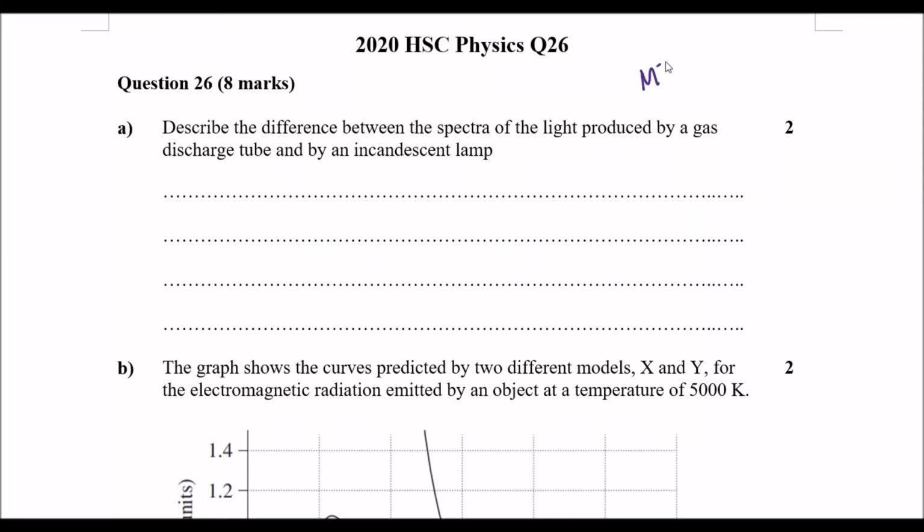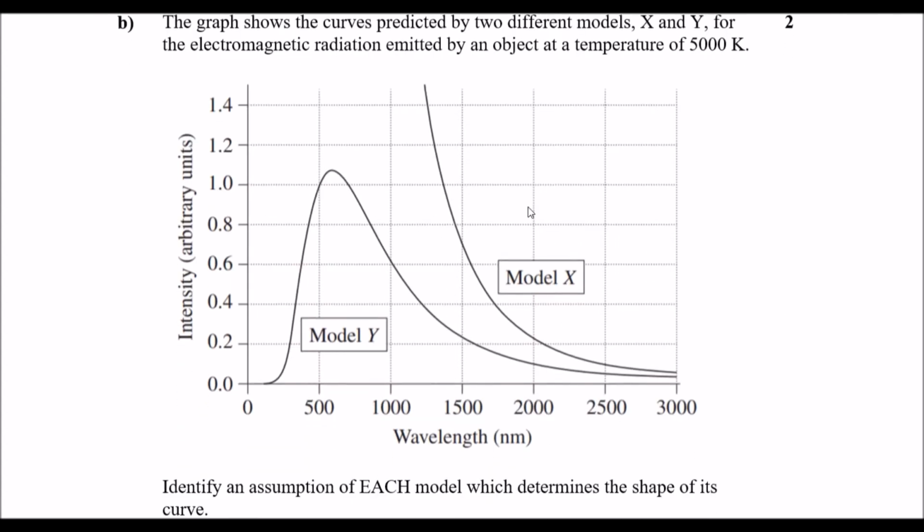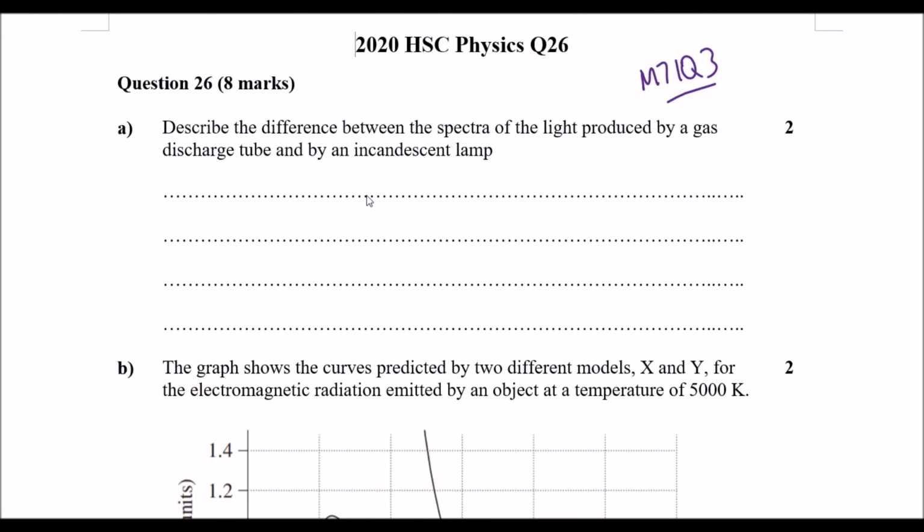Today we'll be going through the Module 7 Inquiry Question 3, which looks into, if you can actually look at Wien's law, it looks like the quantum nature of light, basically. Okay, so the very first question, it says, describe the difference between the spectra of light produced by a gas discharge tube and an incandescent light.